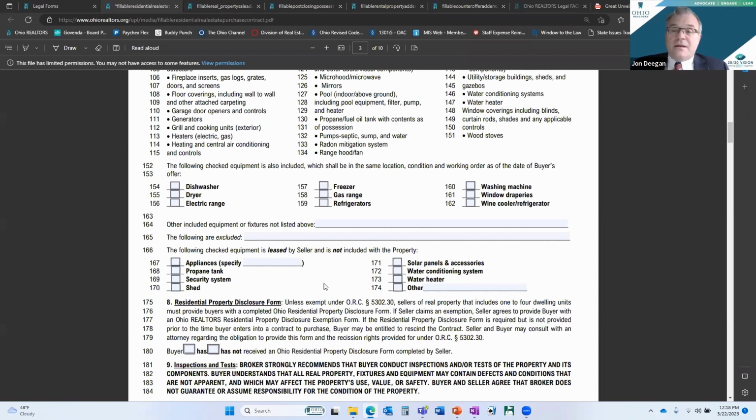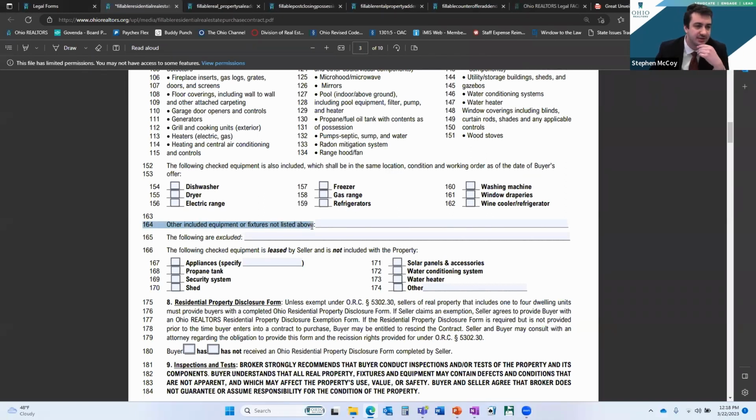So, any important questions popping up on the fixtures, Stephen? Yeah, great overview. A lot of the questions center around items that aren't listed in this list. This is really meant to be a starting point. If there are unique equipment or fixtures, maybe not in this list, but it's a pretty exhaustive list, if there's anything that's not listed, here in 164, you have the opportunity to add those things.